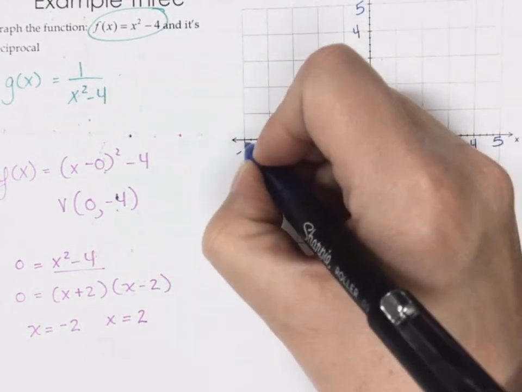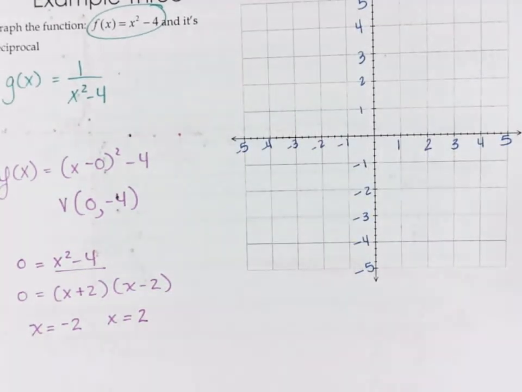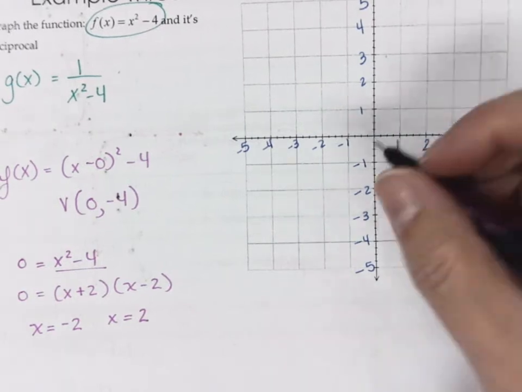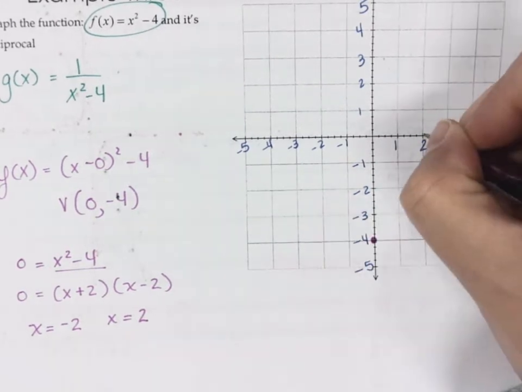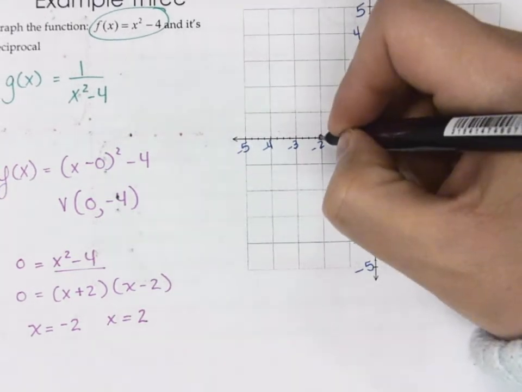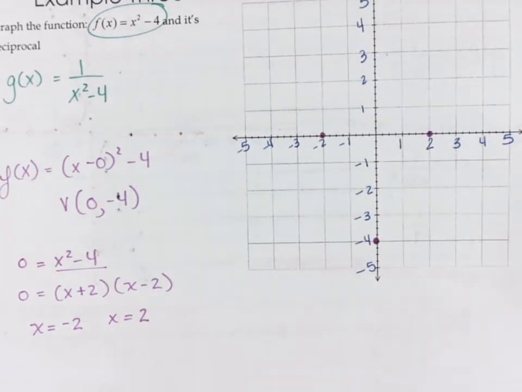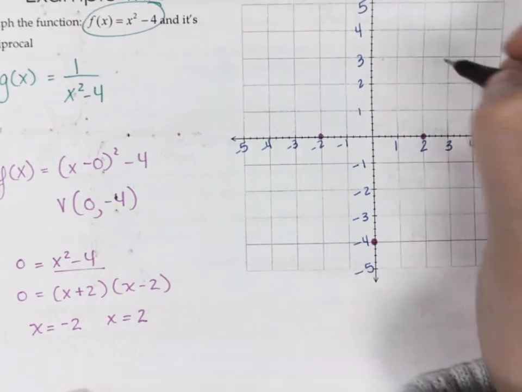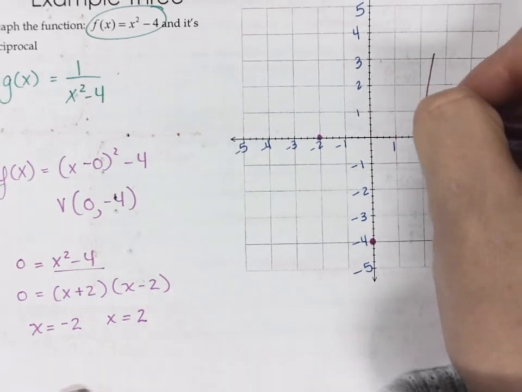Again, I'm the kid who has to label every point because I will screw it up. I even managed to screw it up when I label every point. All right, I'm going to put on my vertex, 0, -4. I get x-intercepts at -2 and 2. And then I'm just going to connect them with a smooth curve.